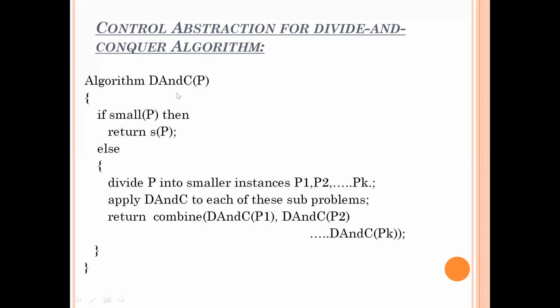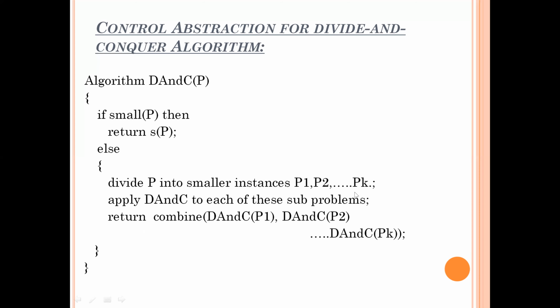First of all, you should check whether P is small or not. If P is small, then we directly return the solution of P; S of P means the solution of P. If it is not a small problem, it comes to the else part. The first step is division: divide P into smaller instances, that is smaller subproblems P1, P2, and so on up to Pk.